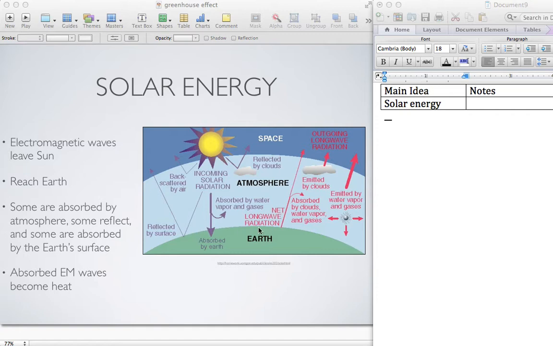Right? If you've ever been outside on a sunny day, you know that the ground, especially dark surfaces, get really hot, right? That's absorbing heat, or absorbing energy rather. And then these absorbed electromagnetic waves become heat on the Earth.